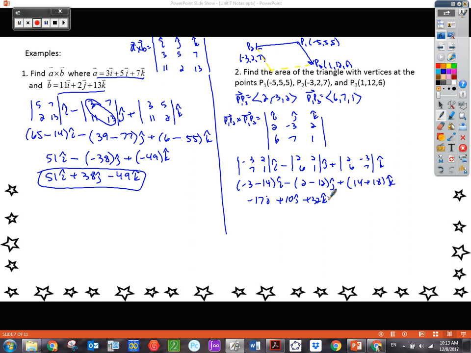All right, is everybody okay? Now we do the magnitude. We did the cross product, sorry. We're going to do half of the magnitude of P1, P2 cross P1, P3, which is what's going to give us the area of the triangle, right? So basically we're going to do 1/2 the square root of 17 squared plus 10 squared plus 32 squared, which gives us 1/2 of the square root of 1413.